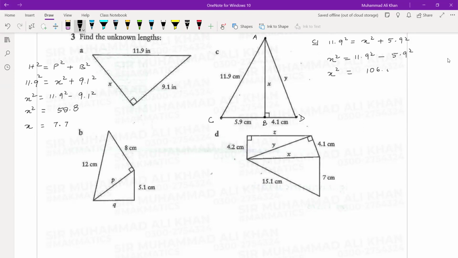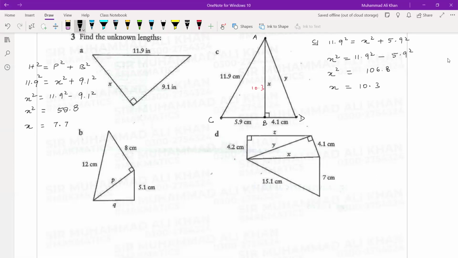106.8. And what is the under root of 106.8? 10.3 is the value of side x. Now, after that, in the triangle ABD, we have AB side, we have BD side, and we have to calculate the side AD, which is y.